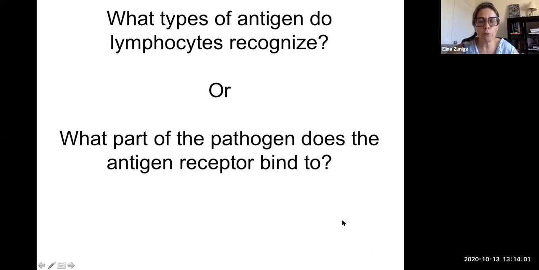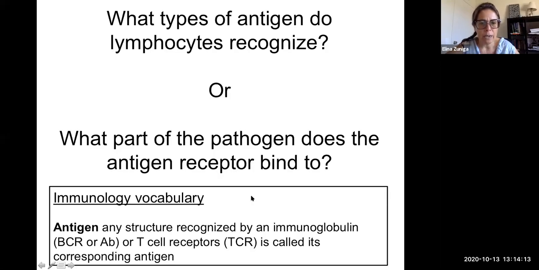Okay, what type of antigens do lymphocytes recognize? Or what part of the pathogen does the antigen receptor bind? Okay, the B cell receptor and the T cell receptor. Here, I want to introduce the vocabulary of what antigen means, and I mentioned it a little bit, but so we are on the very same page.